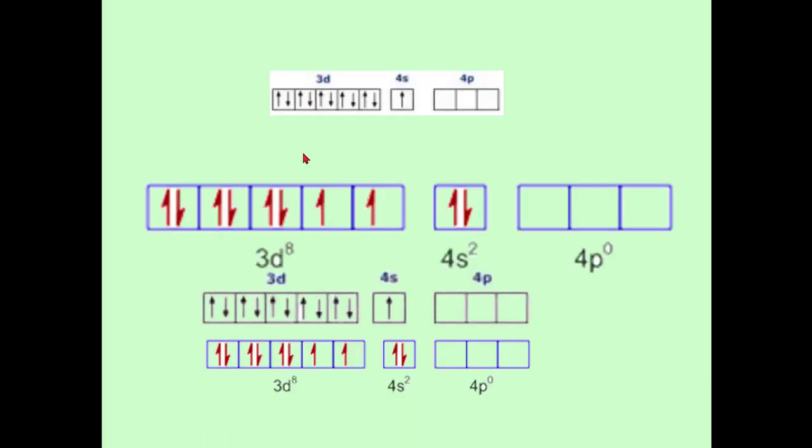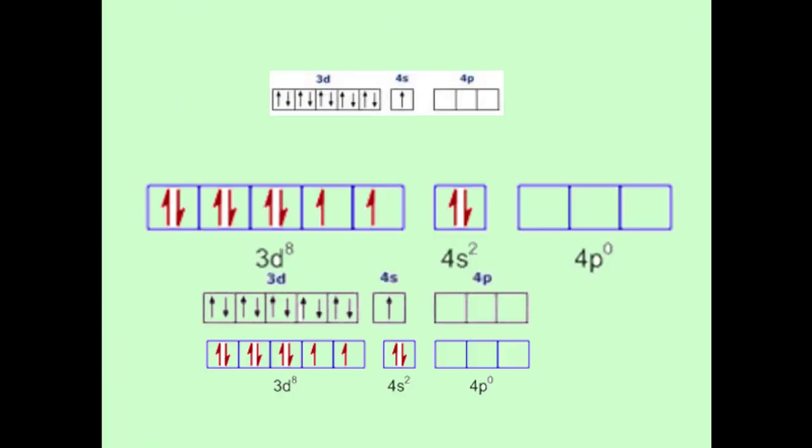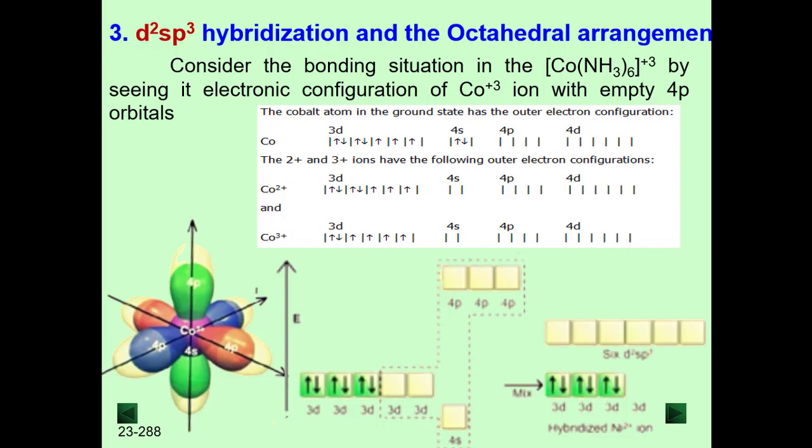We have also another quick example which also contains d orbitals. So let's study another example of hybridization. In this hybridization, 2 d orbitals take part in bond formation. That is why it is named d2sp3 hybridization, meaning there are two d orientations, one s, and a total of three p orientations.